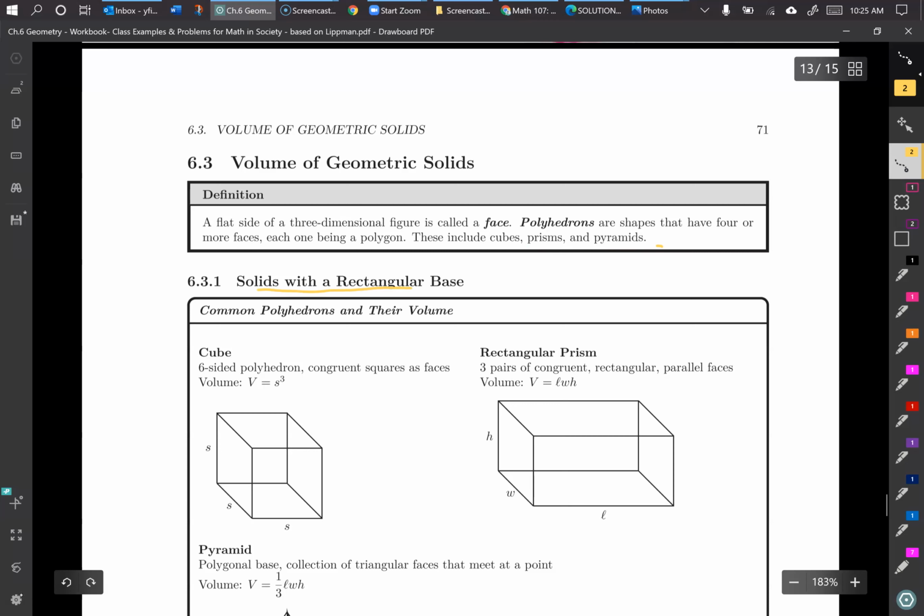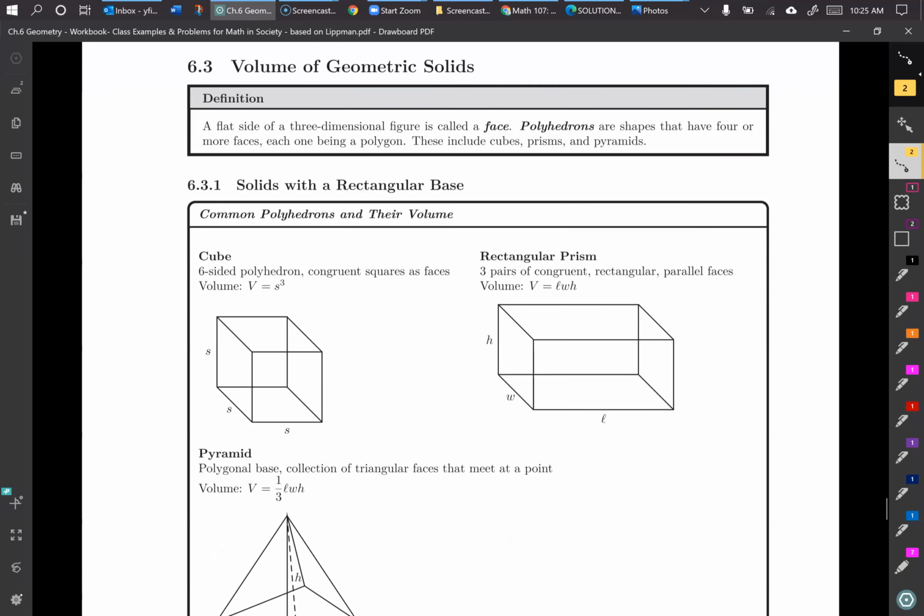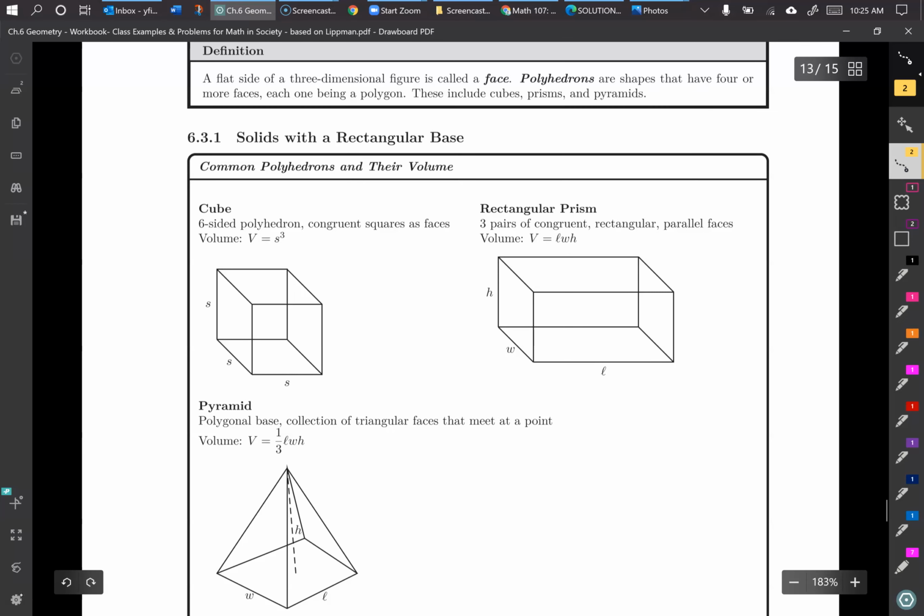So we're going to first look at solids with a rectangular base. So these are common polyhedrons in their volume. So a cube, you're probably very familiar with. We would have all the sides equal. So they're congruent squares as bases, all the same size. So volume, we can just do side times side times side, which would be sides cubed.